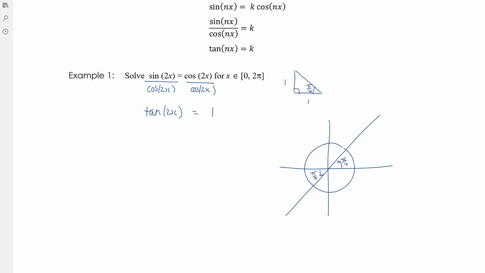And we are finding solutions where x is between 0 and 2 pi, which means that 2x will need to be between 0 and 4 pi.